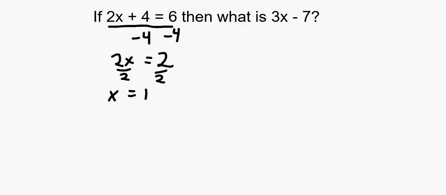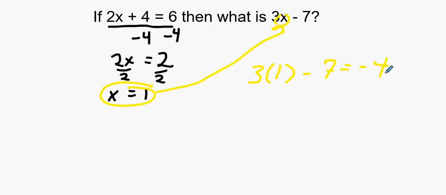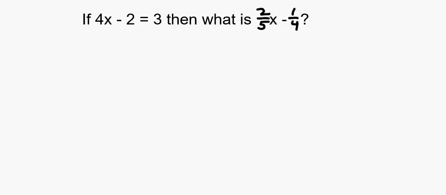Using this information, take it and solve for x. 3, don't forget your parentheses, times 1 minus 7, of course, is negative 4. Seems easy. Let's try it on a slightly more difficult problem.